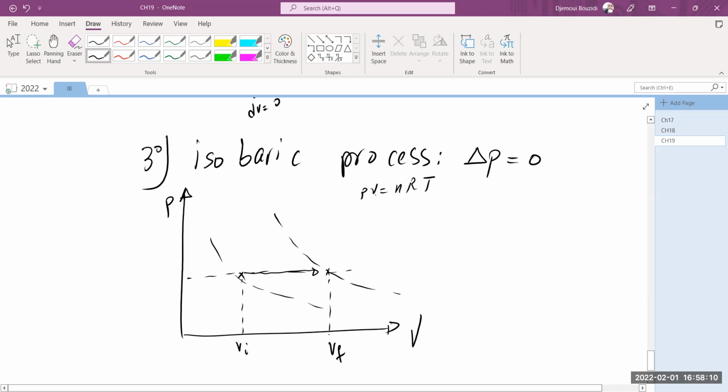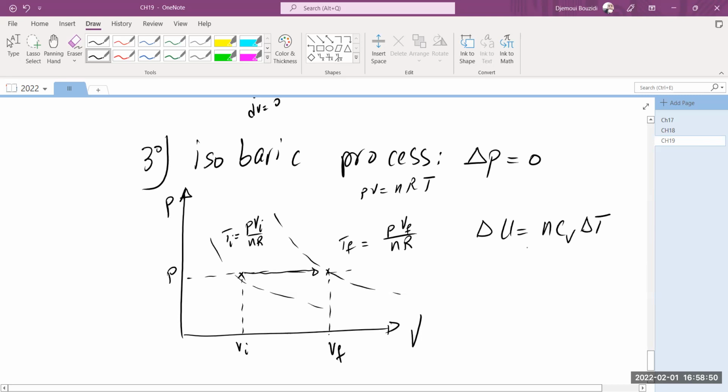Although the pressure is the same, the volume has changed. So the temperature, because the final volume is higher than the initial volume, must be higher than the initial temperature. So the final temperature, TF, which satisfies the equation P times VF over nR, is higher than the initial temperature, the way I drew it again, P times V initial over nR. I'm assuming that the pressure is the same in this case. It's not changing. That's what isobaric process means, okay?